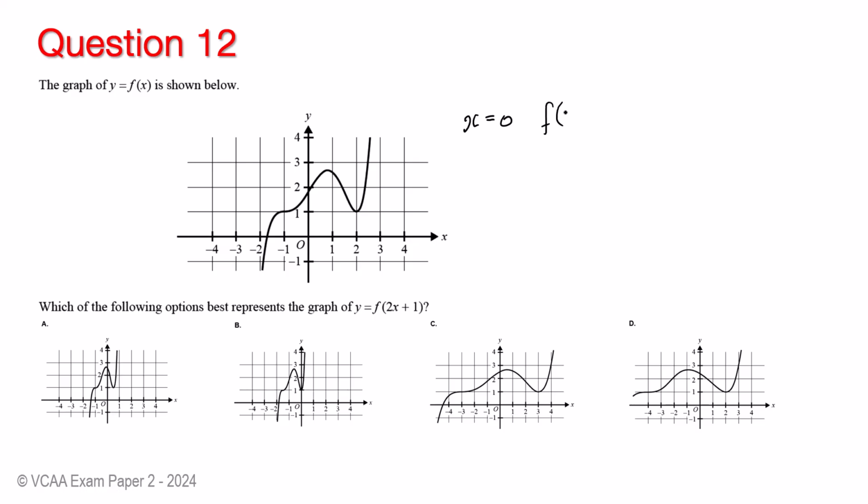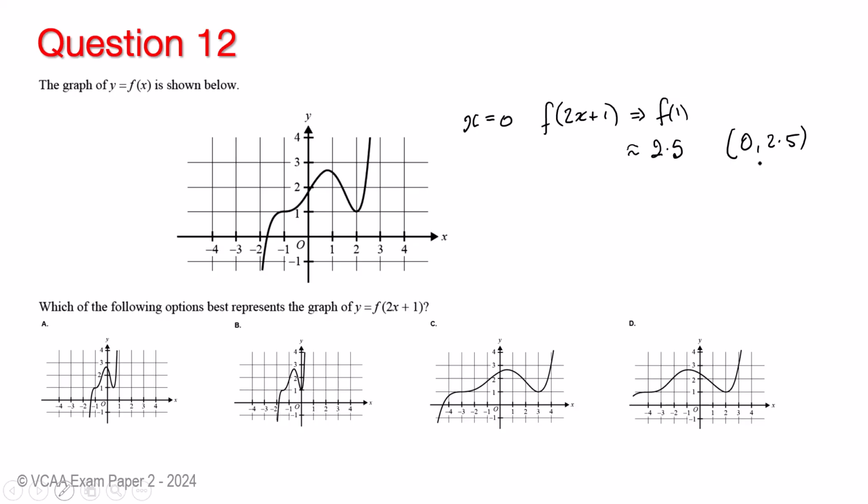If you substitute 0 in for x into the translated function, f of 2x plus 1 becomes f of 1. So we need to determine where this value was on the original graph. It looks as though it was approximately 2.5. Therefore, the y-intercept of the transformed function should be approximately 2.5. This eliminates option B, which 28% of students chose.